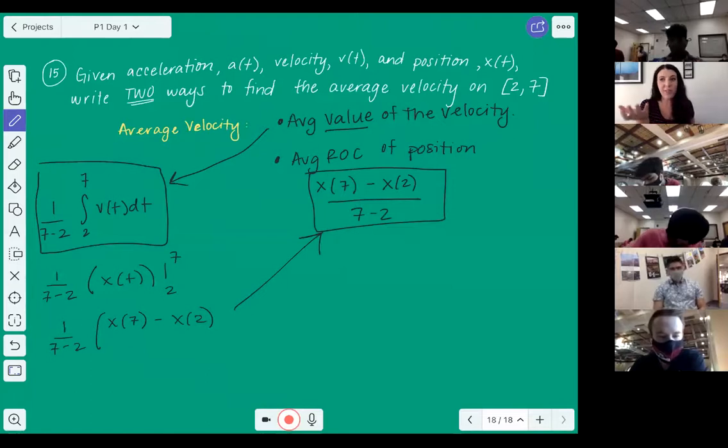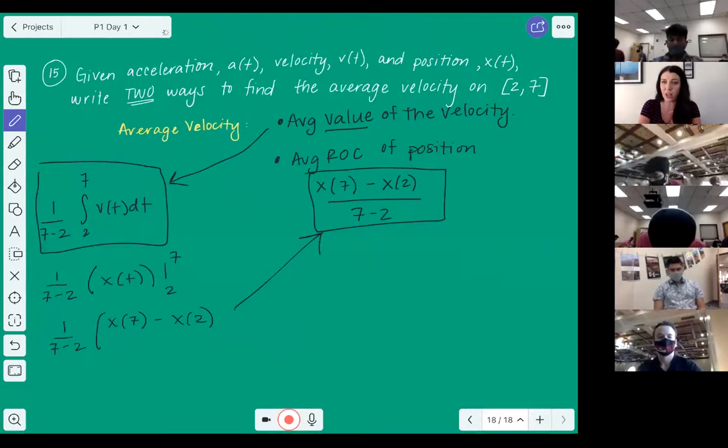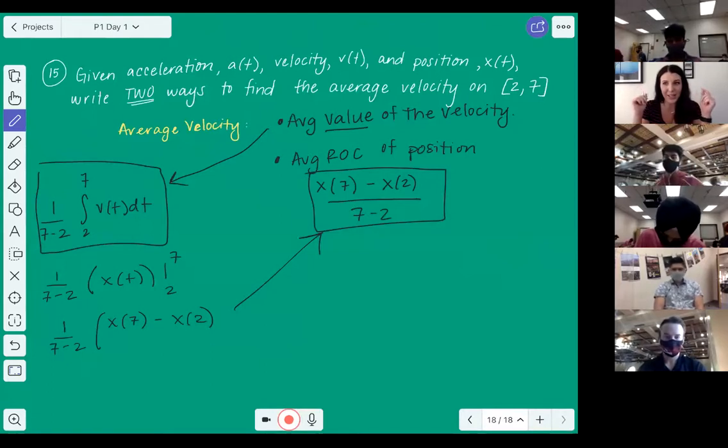So sometimes you're given velocity and asked to find average velocity. Sometimes you're given position and asked to find average velocity. So you would just use the method that has the correct functions available to you. Okay, the same thing would work with average acceleration, except you would use average value of acceleration and average rate of change of velocity. Good. This was kind of a heady topic. Are there any questions on this one?